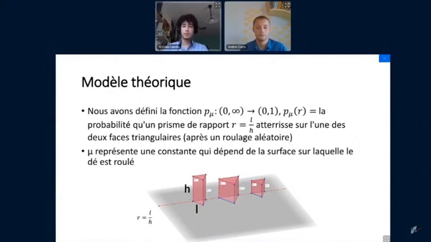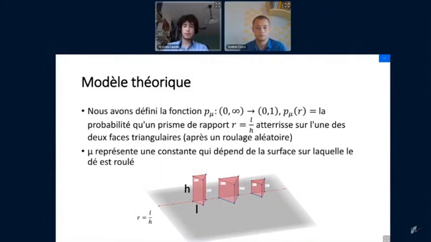Here, the constant mu characterizes the surface on which the die is rolled, because there is a difference in rolling a dice on a harder surface, for example, a wooden table, and on a softer, smoother surface. And we proved that this correspondence, P mu, is a function.